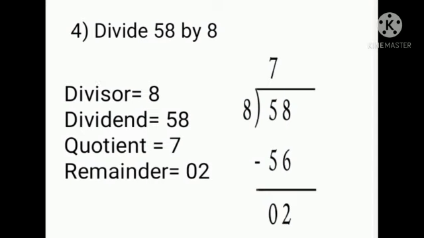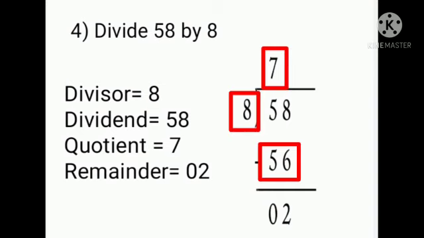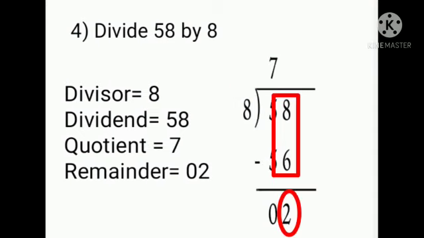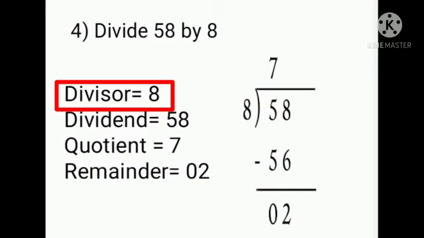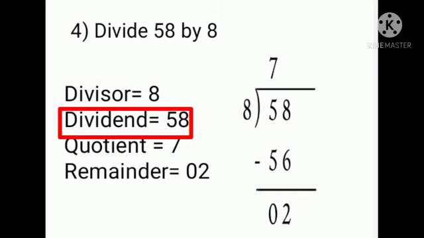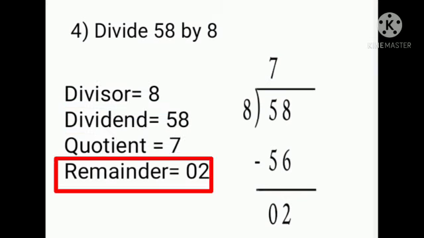Divide 58 by 8. So let us arrange the numbers and start saying 8 table till we get the answer 58. But in 8 table do we have 58? No. So what we are going to do? We are going to say the table till we get the number smaller than 58. So 8 sevens are 56. Let's start subtraction. 8 minus 6 is 2. 5 minus 5 is 0. So in this sum, divisor is 8, dividend is 58, quotient is 7 and remainder is 2.